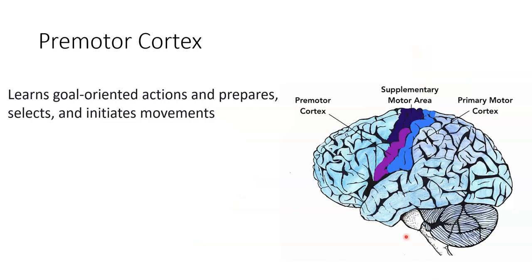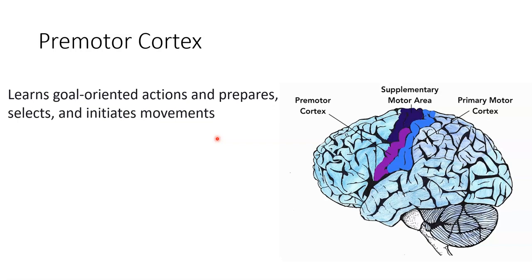Moving on to the premotor cortex over here. So you have the motor area, which is in light blue over here, and the premotor cortex is right in front of it, anteriorly in purple. So the premotor cortex is related to goal-oriented actions, and it prepares, selects, and initiates movements.